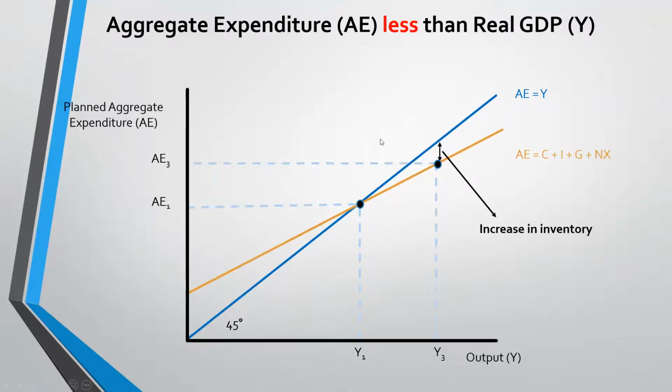All right, so what happens when aggregate expenditure is less than real GDP? Well, the opposite is going to happen. You're going to have total production being greater than total spending. So you'll get a buildup and an increase in inventory. And so firms are going to shut down production or lower production, and this will cause equilibrium to get back into place at this AE1 and Y1 spot right here.